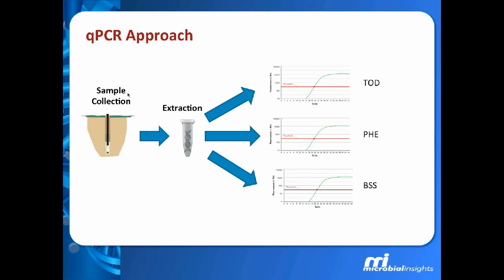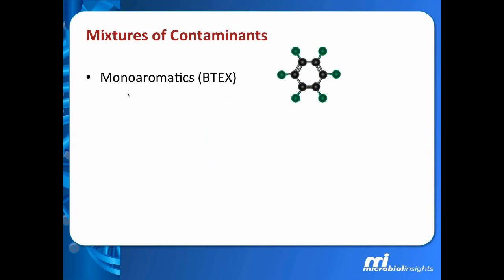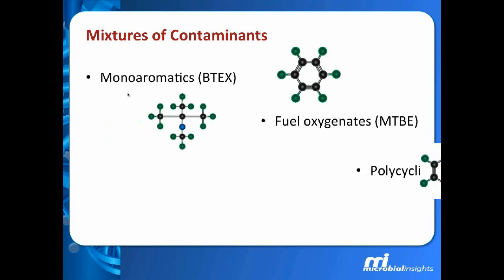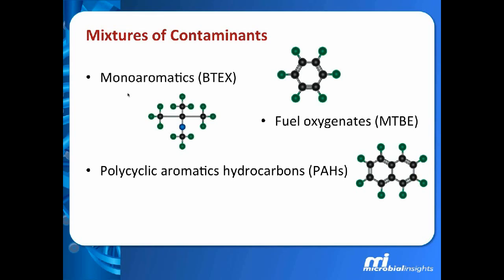So while qPCR is a great tool and can accurately quantify specific functional genes encoding the enzymes responsible for biodegradation, the question then becomes, which contaminants do we focus on? Petroleum products are mixtures of different classes of compounds. The monoaromatics, benzene, toluene, ethylbenzene, and xylene get the most attention. But there are also fuel oxygenates like MTBE, as well as other PAHs that may be present, particularly for a diesel fuel release.